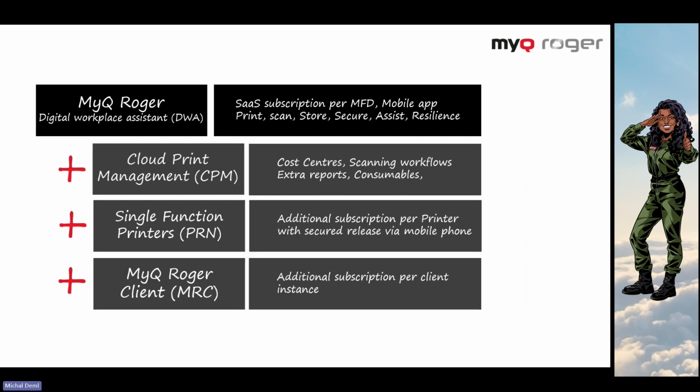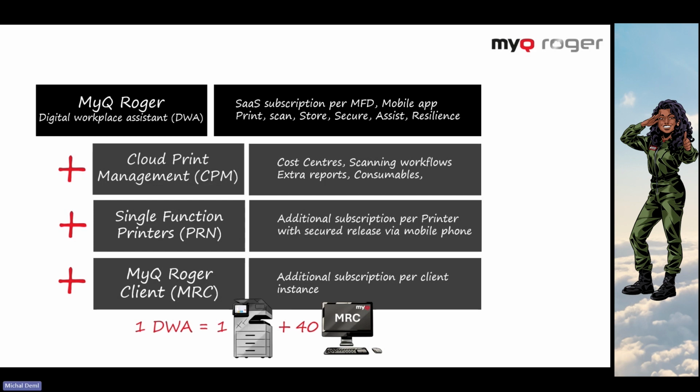Now, in the beginning, when we were talking about the Digital Workplace Assistant license, I've mentioned that every DWA license, or the Digital Workplace Assistant license, actually means that you'll be getting one embedded terminal and 40 MRC clients, which of course adds up. So if I have 5 devices, I will have 200 MRCs. But sometimes this might not be enough.